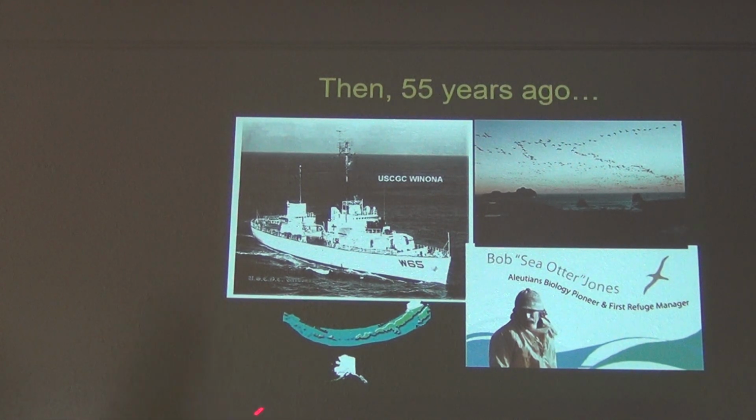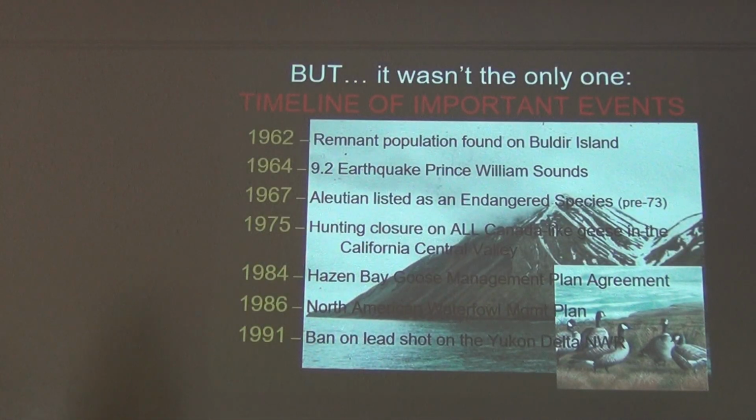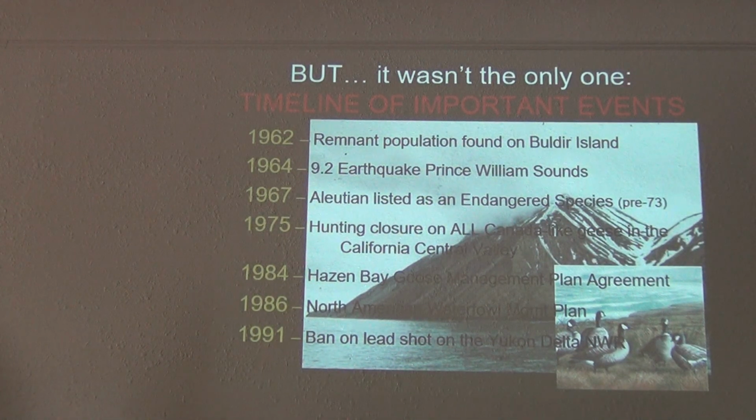Aleutian geese on this one little island out in the Aleutian chain. So that's one big event that sort of strings together this coincidental sequence in some respects of how goose management, particularly in the Pacific Flyway, sort of unraveled. So in '62, that remnant population of Aleutian cackling geese was found on Boulder Island. In 1964, the 9.2 earthquake hit the Prince William Sound, which altered the dusky Canada goose population, which I'll talk about here in a second.